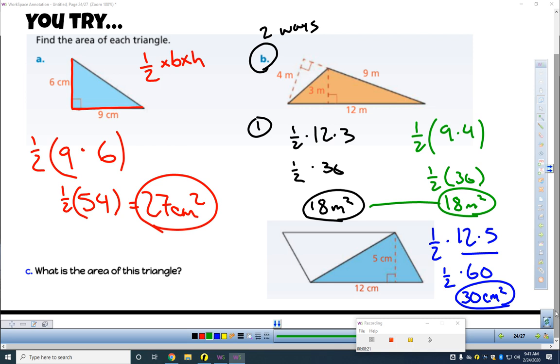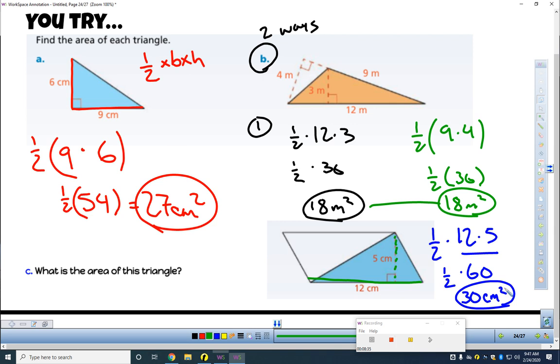If we jump to C, notice it is, again, same formula, 1/2 base times height, right? So 1/2 times my base is 12. My height is 5. 1/2 of 60 gets me 30 centimeters squared. Area always in squared units. On B, notice both of my answers are the same. Both my answers are the same, 18 meters squared. That is important. They should be the same.